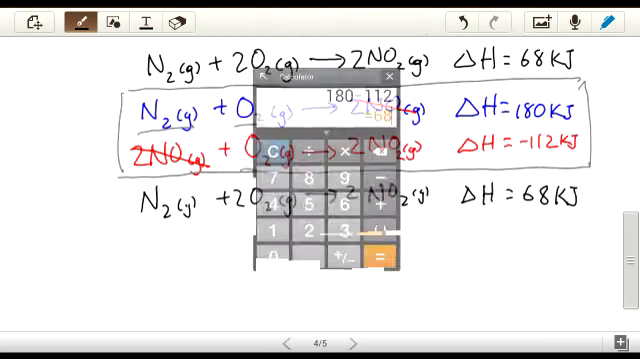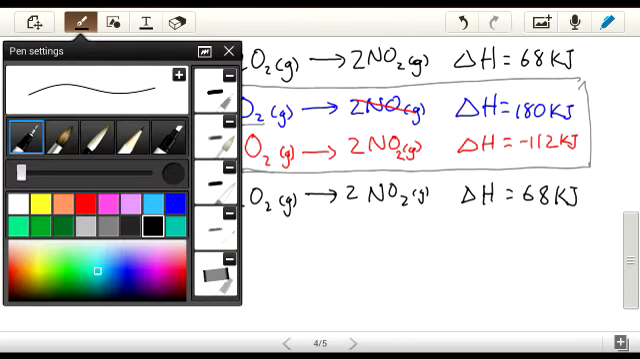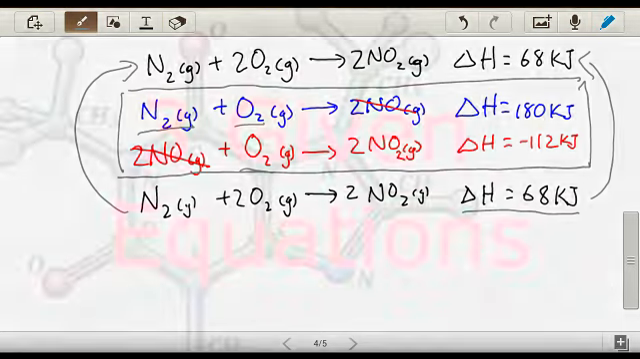Alright, so does this equation look familiar? It should, because when you look at it, it's the exact same one as we started out with. And just to double check, our heat of formations are the same. And that's a simple example of a Hess's law problem, and we'll get more complicated as we go along.